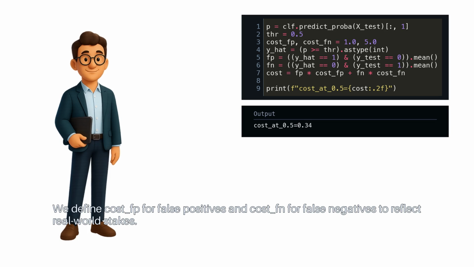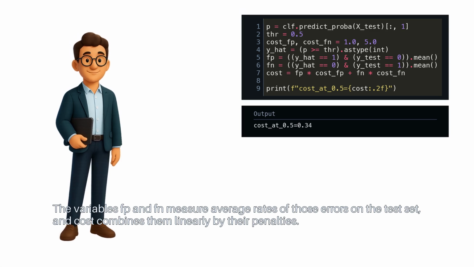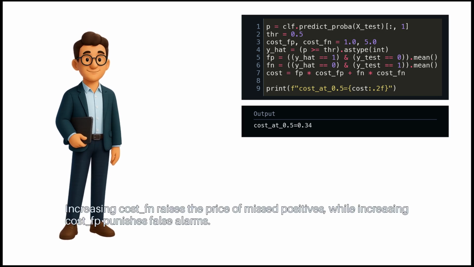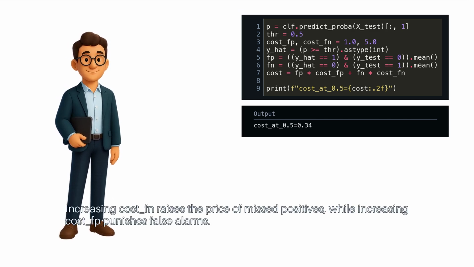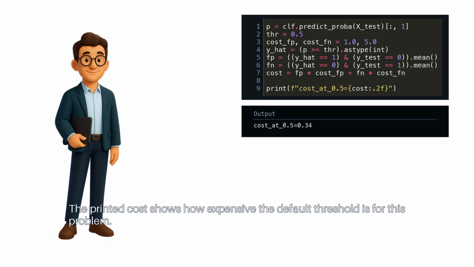We define cost_FP for false positives and cost_FN for false negatives to reflect real-world stakes. The variables FP and FN measure average rates of those errors on the test set, and cost combines them linearly by their penalties. Increasing cost_FN raises the price of missed positives, while increasing cost_FP punishes false alarms. The printed cost shows how expensive the default threshold is for this problem.